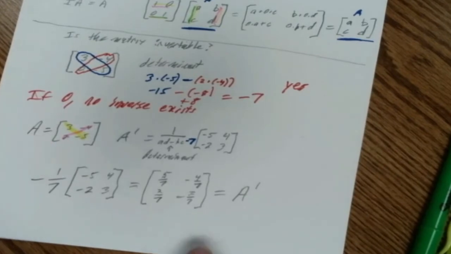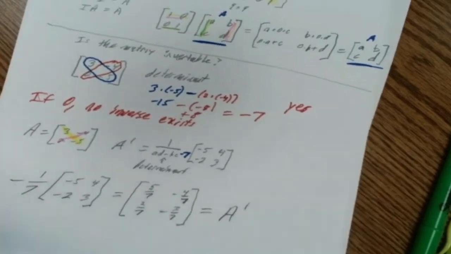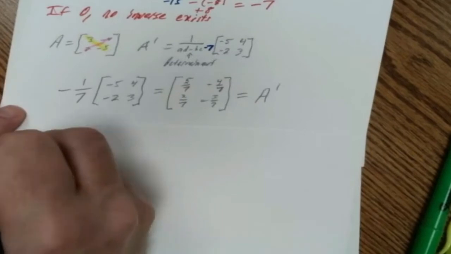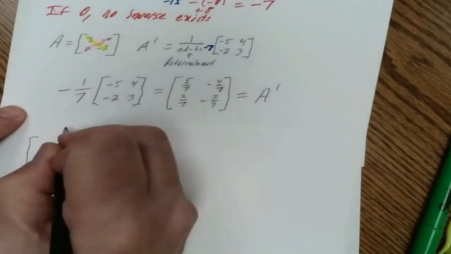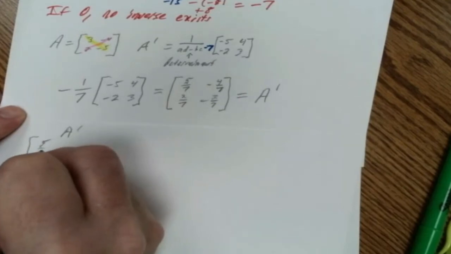That was the inverse. Now, what happens when we multiply a matrix times its inverse? Let me get another sheet of paper, and I'm going to copy these down. So I'm going to take the inverse matrix, A prime, 5/7.